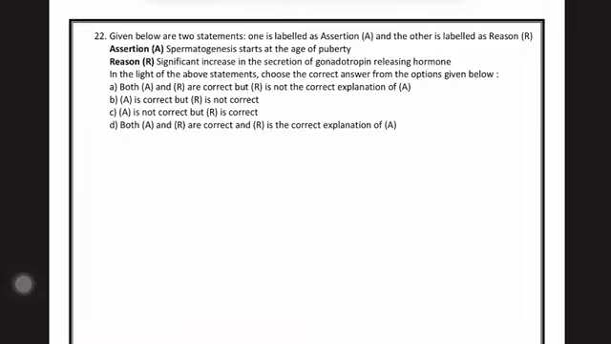Coming to 22nd question. Given below are two statements. One is labeled as assertion, the other is labeled as reason. A. Spermatogenesis starts at the age of puberty. True. The reason is significant increase in gonadotropin releasing hormone. That is also true. GnRH from hypothalamus. So you have to select an option which says both A and R are correct, but R is not the correct explanation. Let's see if it is the explanation or not. Spermatogenesis starts at the age of puberty because there is significant increase in secretion of gonadotropin releasing hormone. That's true. So answer is option D. Both A and R are correct, and R is the correct explanation of A.